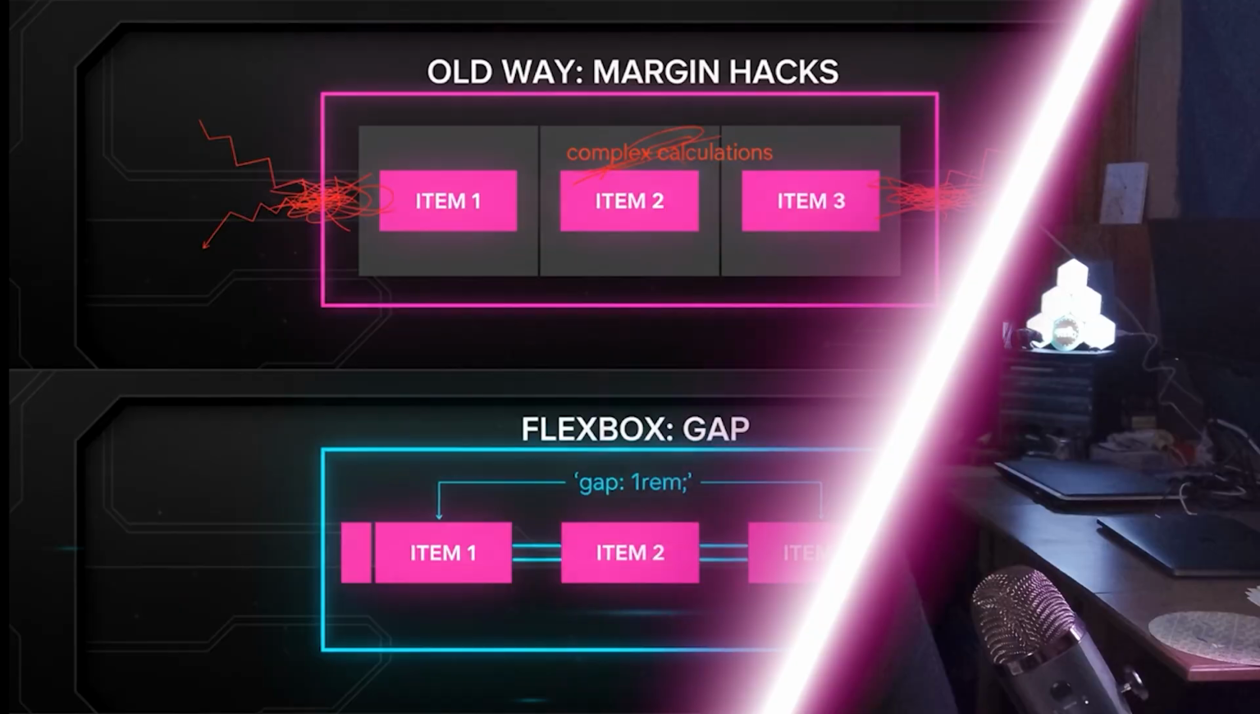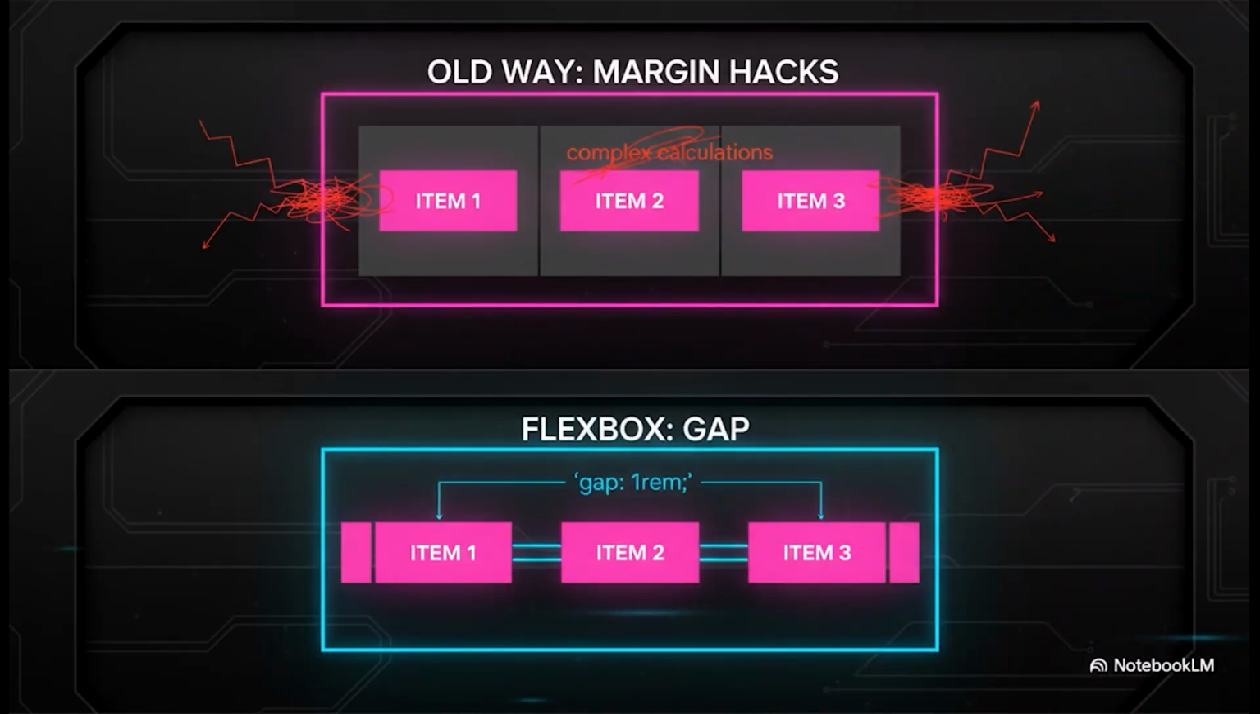Watts. And of course, once things are wrapping, you need some space between them. In the old days, this meant these terrible margin hacks that always caused problems. Forget all of that. Just use gap. It creates clean, consistent spacing between your items and only between them. No more fighting with weird, unwanted space at the edges of your container.